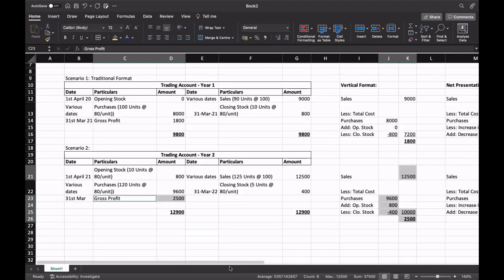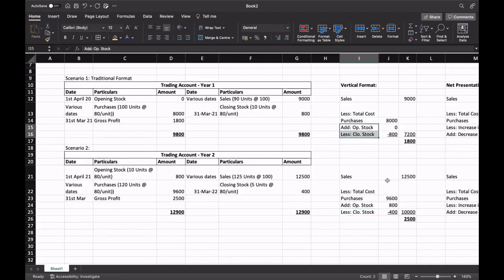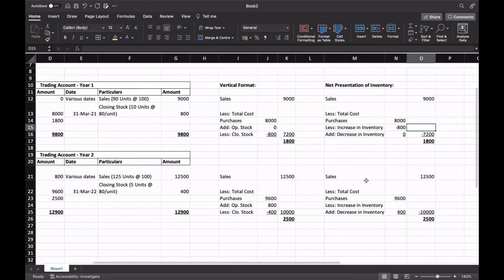So what many statements will show is they will add the opening stock, closing stock will be deducted. But the confusion comes when they net this. When they net this, people will get confused. Okay, because they'll say increase in inventory, decrease in inventory. What does that mean? Let's extend this understanding.